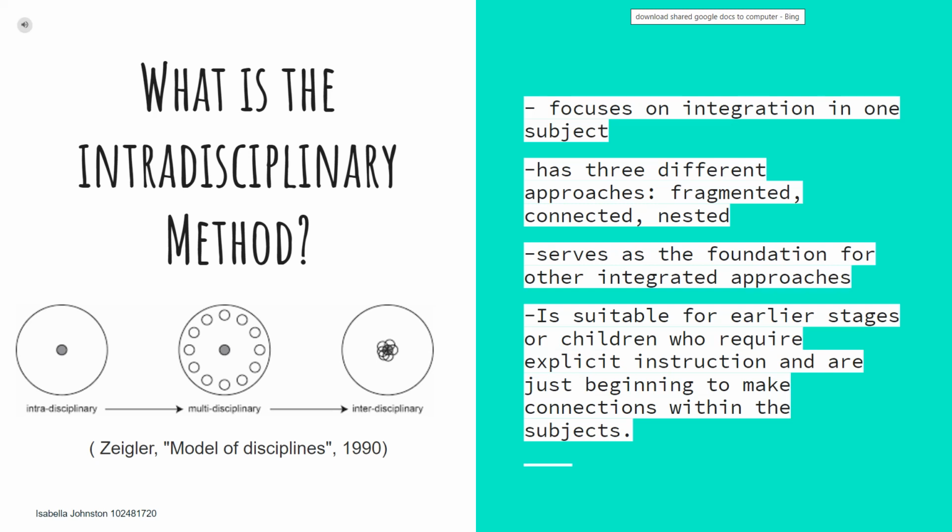This approach benefits students who need more instruction or are in earlier stages, such as kindergarten or year 1, who are just beginning to make those connections between topics and subjects. The interdisciplinary approach lays the foundation for the multidisciplinary approach, which then in turn prepares the student for the bigger picture of the transdisciplinary approach. By using these methods over the course of a child's school life, we are setting them up to be critical thinkers with a bigger picture view of the world.